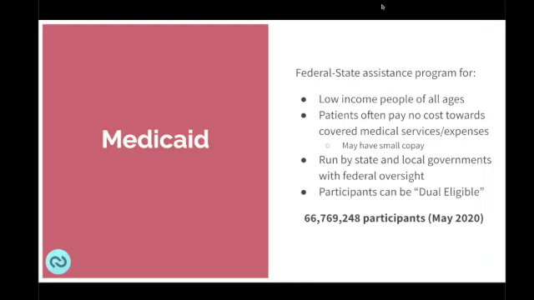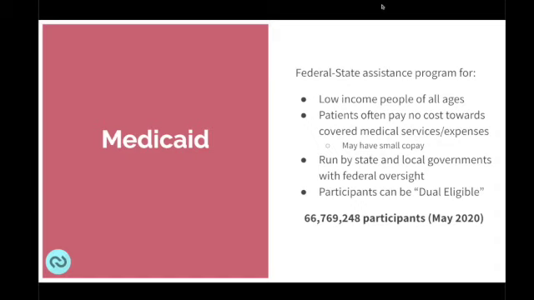So Medicaid is a federal and state assistance program. It is for individuals of all ages who are in low income brackets. So patients often have no cost towards covered medical expenses, and in some instances may have a small copay. The program itself is run by state and local governments, but federal oversight really applies the rules. So that's where the federal and state component comes in. And it's also important to note that individuals that are on Medicaid do have the ability to be on Medicaid and Medicare at the same time. So these individuals are considered dual eligible.